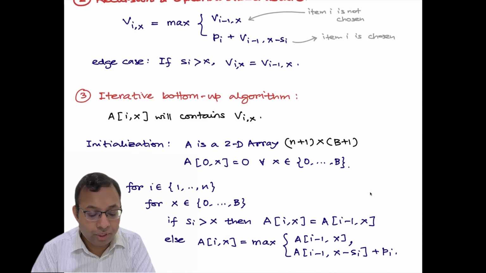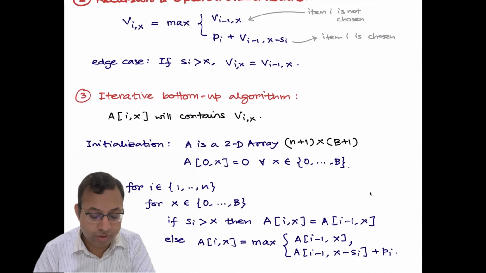Now we'll create the iterative bottom-up algorithm. We create a two-dimensional array A[i][x]. In the previous examples, for interval scheduling, Fibonacci numbers or unbounded knapsack, we always had a one-dimensional array, but now we have a two-dimensional array. One dimension denotes the number of items i that we are selecting from, 1 to i, and the second is the capacity we have right now, x. This contains V(i,x). We initialize the array first, and we'll fill it row by row.